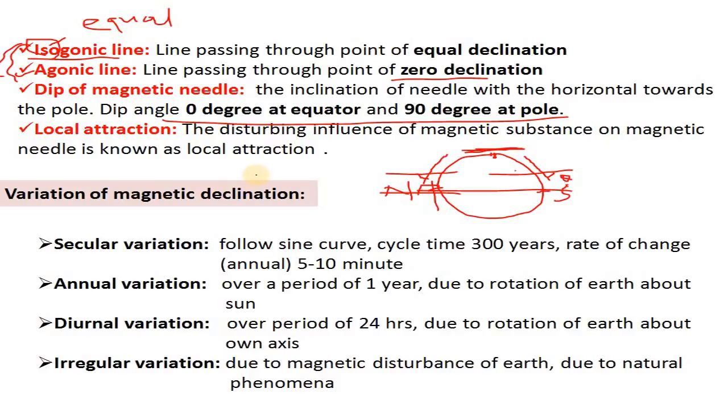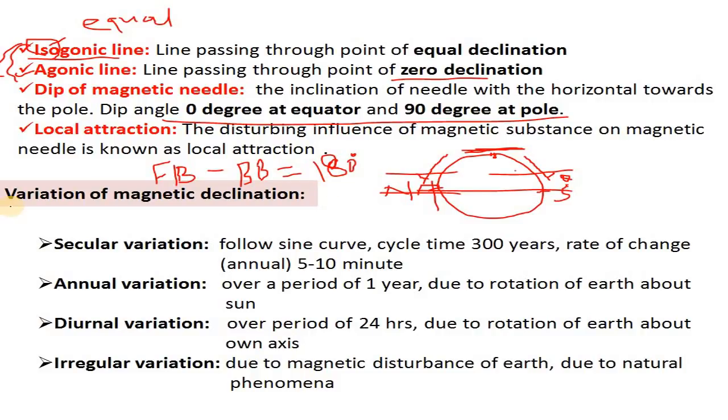How to identify local attraction? For that, you need to check the difference between the fore bearing and back bearing. If the difference between the fore bearing and back bearing is exactly 180 degree, it means there is no local attraction. If it is not, it means there is local attraction. So to check local attraction, you need to subtract the fore bearing and back bearing of a line. If it is exactly 180 degree, there is no local attraction. If it is not, it means there is some local attraction.